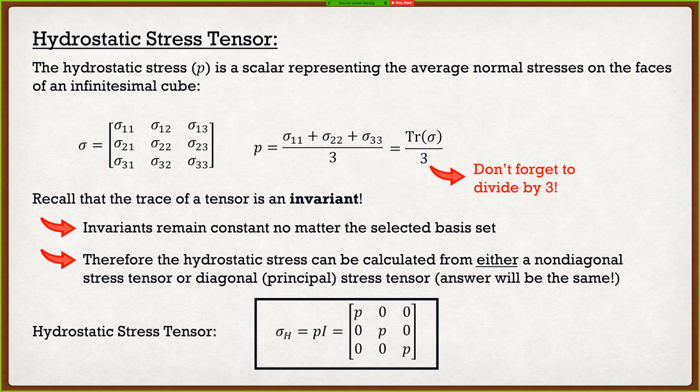Now, our hydrostatic stress tensor can be defined as follows, where we're simply going to take that hydrostatic stress P and multiply it by the identity matrix to get basically a diagonal matrix full of zeros, with the diagonal components simply being equal to P. Hydrostatic stress tensor, piece of cake.